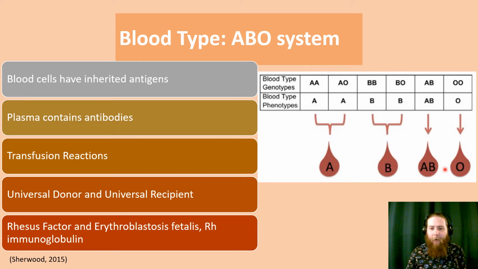B, and O. So A and B are codominant, meaning that if they are together, if you get an A and a B, one from mom, one from dad, you will have AB blood. O is recessive to both A and B. So you can have blood types of A where you have homozygous A or heterozygous with a recessive O, and same thing with B. So there are 4 different blood types.